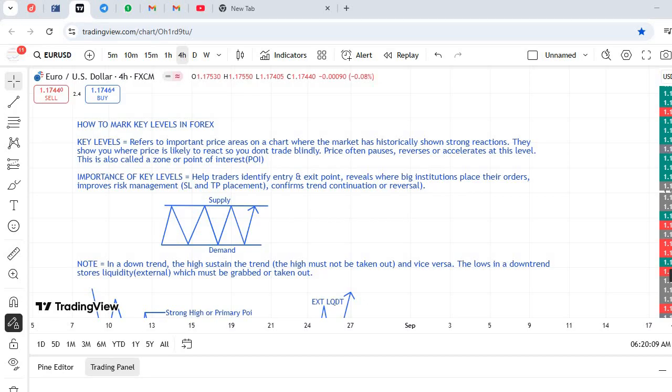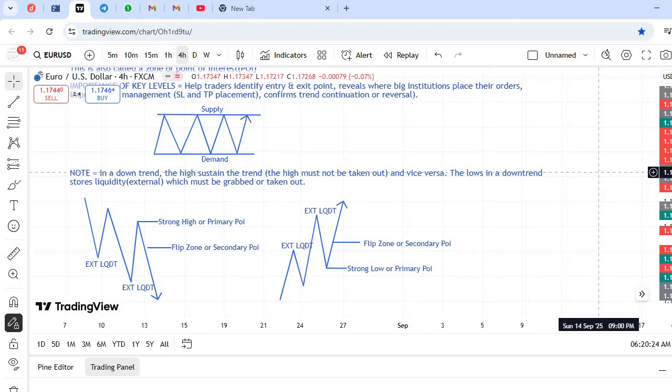The first thing we are going to be doing is looking at what we mean by key levels. Then the second thing we'll look at is the importance of key levels. We'll look at some examples. Then we are also going to be looking at liquidity, external liquidity. We are going to be looking at flip zone, or secondary point of interest. We are also going to be looking at strong lows and highs, or primary point of interest.